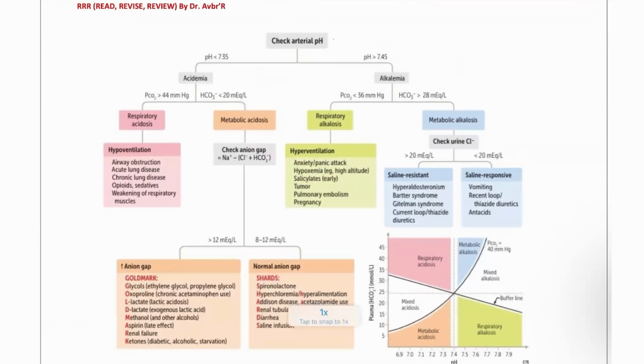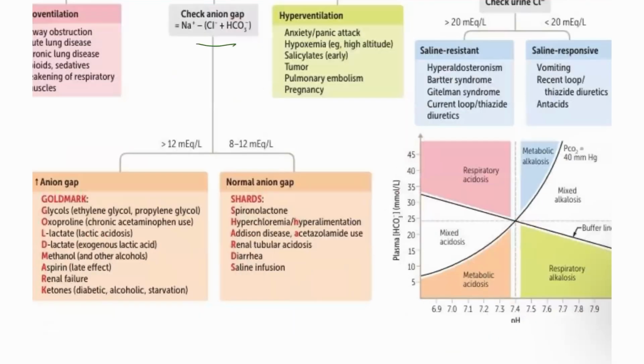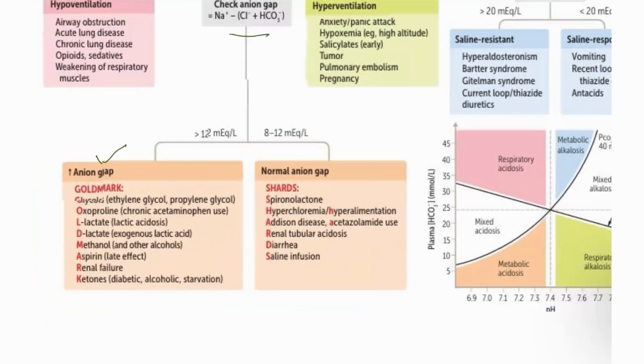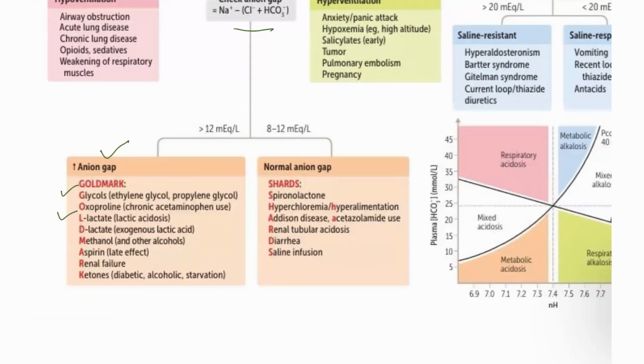So again, first check the arterial pH. If it is less, then it is acidemia, and differentiate between respiratory acidosis or metabolic acidosis. If it is metabolic acidosis, check the anion gap. If it is HAGMA, what are the examples? Ethylene glycol, lactic acidosis, DKA, or salicylate. Next, normal anion gap: spironolactone, acetazolamide, diarrhea, renal tubular acidosis.